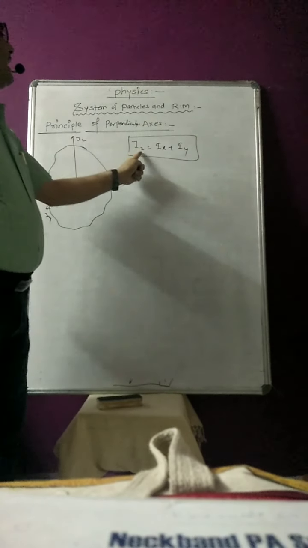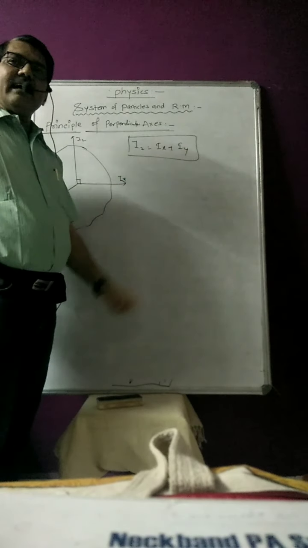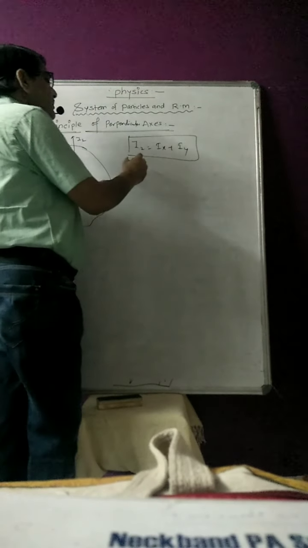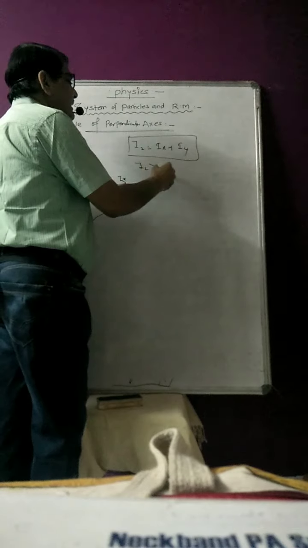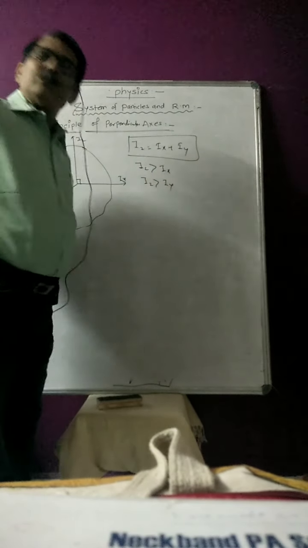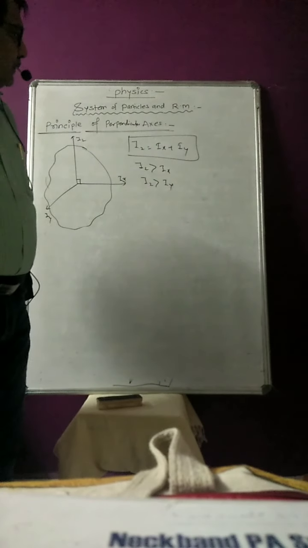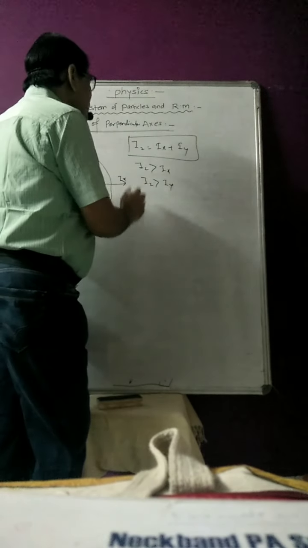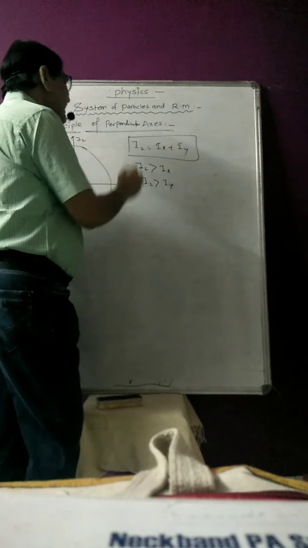So that is Iz is equal to Ix plus Iy. So here in that case, you remember Iz is always greater than Ix, or Iz is always greater than Iy. So this will be always true. Okay. So now once you got that thing, Sir, what will be the radius of gyration for that case?